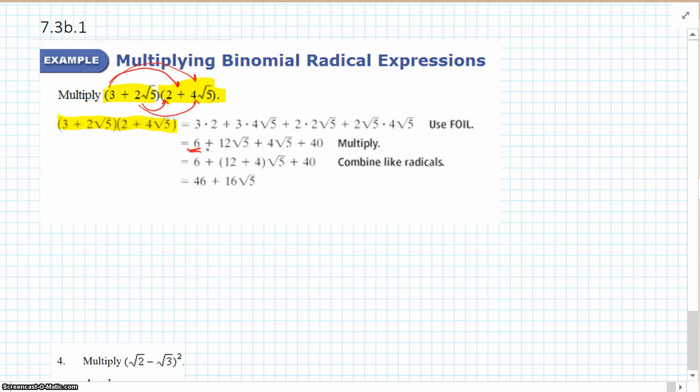So sum your like terms: you got a 6, you got a 12 square root of 5, 4 square root of 5, and a 40. So it's going to be 46 plus 16 square roots of 5.